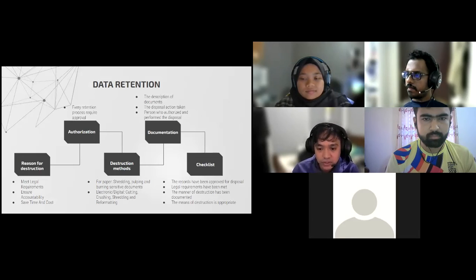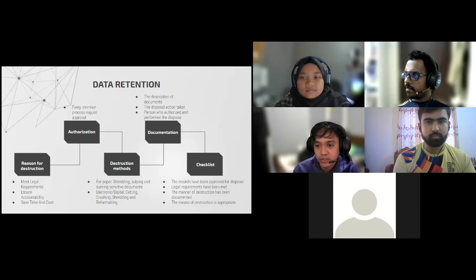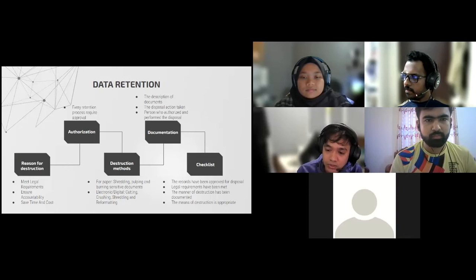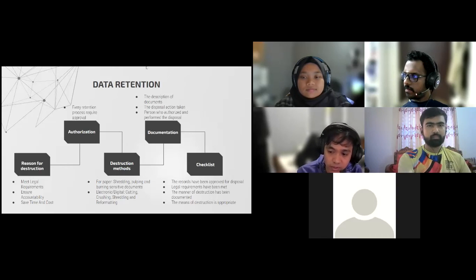For the destruction methods, shredding, pulping, and burning sensitive documents are used for papers. Cutting, crushing, shredding, and reformatting are used for electronic and digital. Inside the documentation, the description of the document, the disposal action taken, and the person who authorized and performed the disposal. Lastly, the checklist. The record has been approved for disposal. Legal requirements have been met. The manner of destruction has been documented. Lastly, the means of destruction is appropriate.